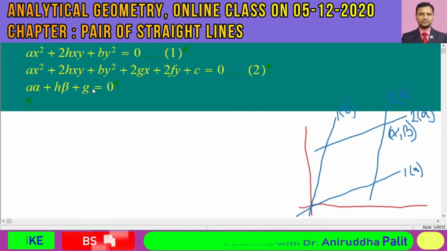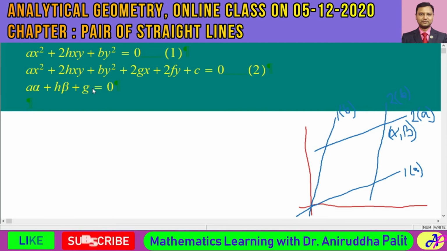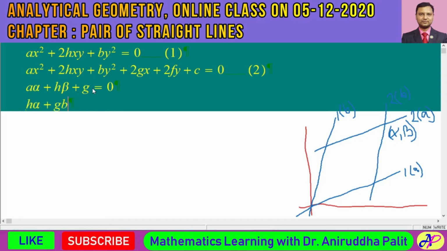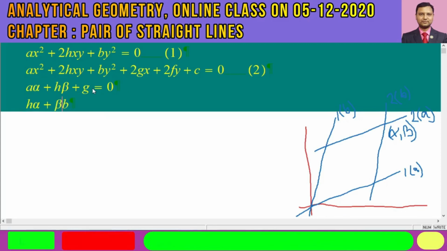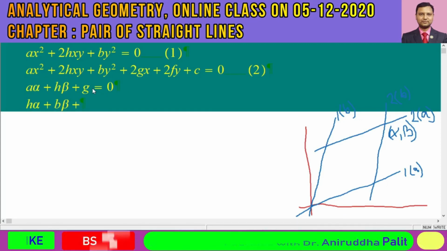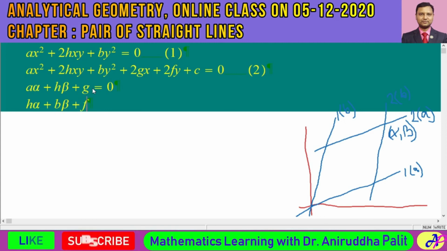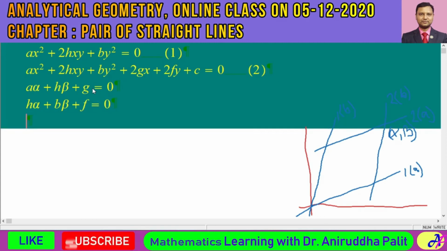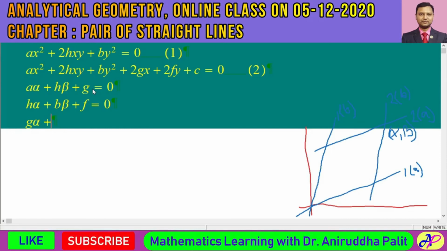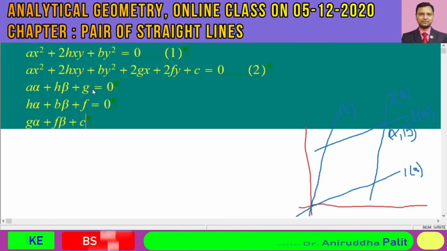Then we have the second equation, h alpha plus b beta plus f is equal to 0, and g alpha plus f beta plus c is equal to 0.